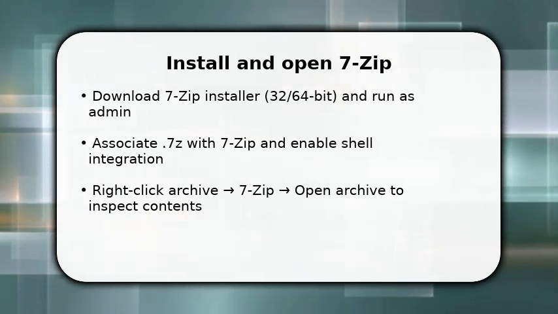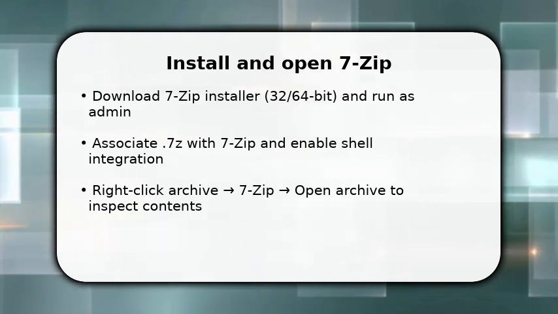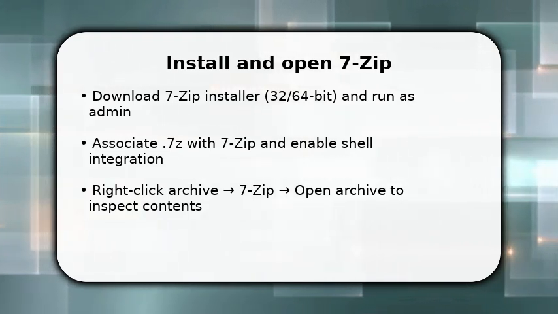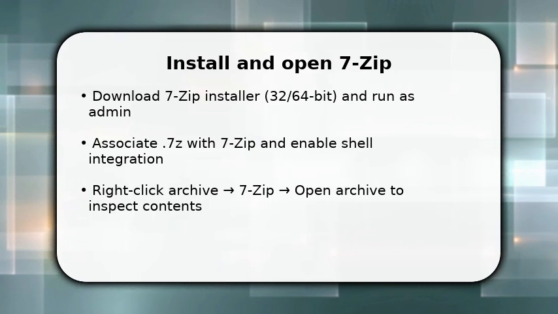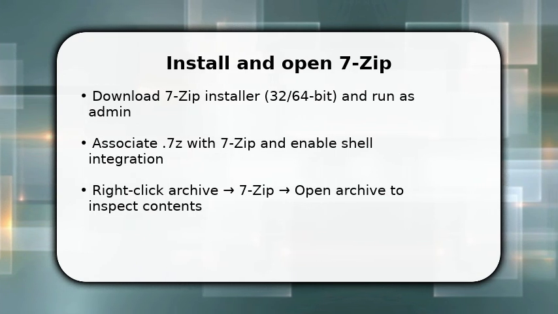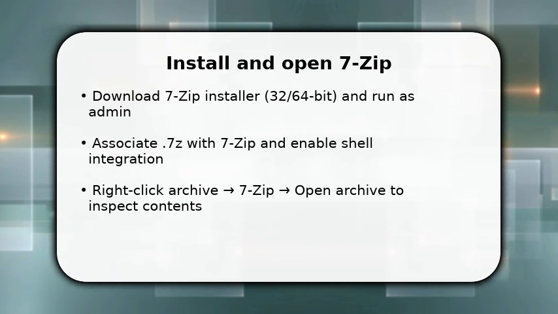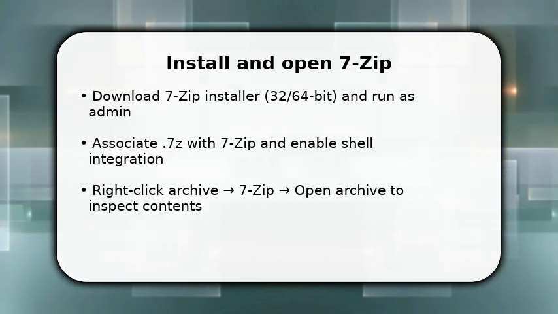Once done, locate the 7z file in Explorer and right-click it. Choose 7-Zip, then open Archive to view contents before extracting. This lets you confirm files and sizes without committing disk space. Make sure to run the installer as an administrator to register context menus and file associations for smoother access.